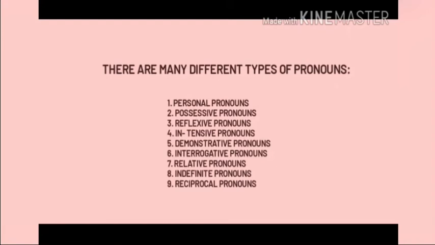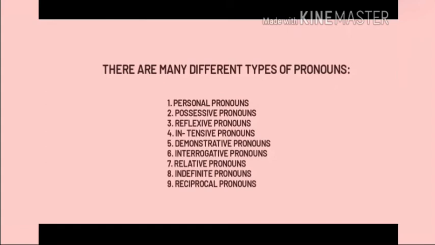Third, reflexive pronouns are pronouns that are used to show that the subject of the sentence is receiving the action of the verb: myself, yourself, himself, herself, itself, ourself, themselves. For example, she can handle the situation herself. We can write the paper ourselves.